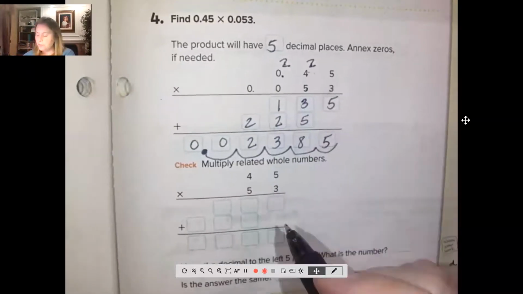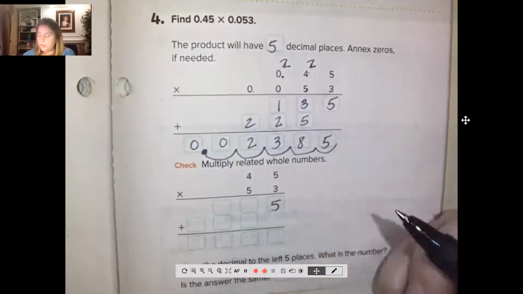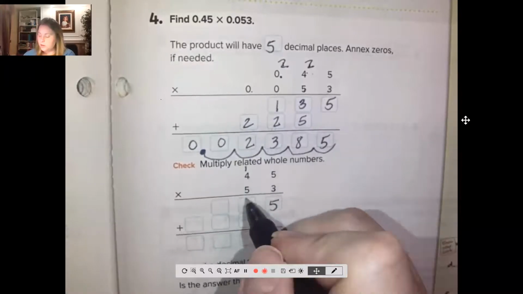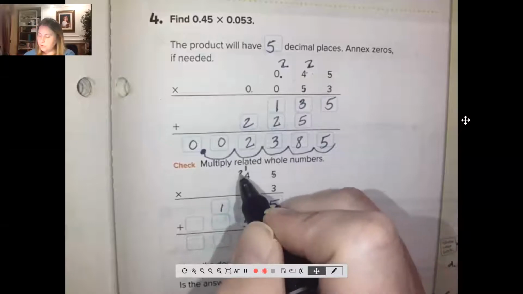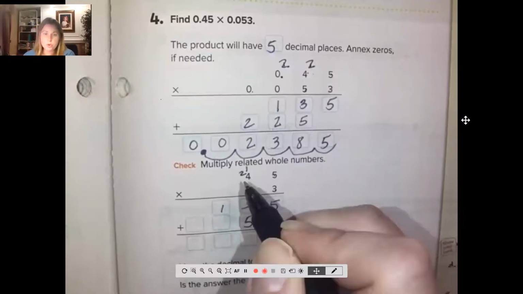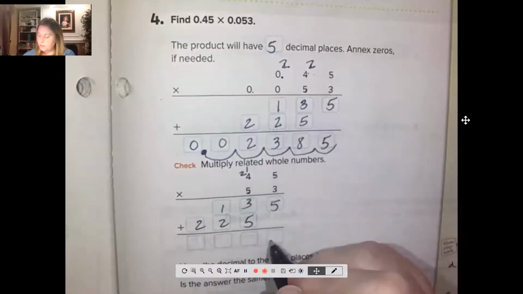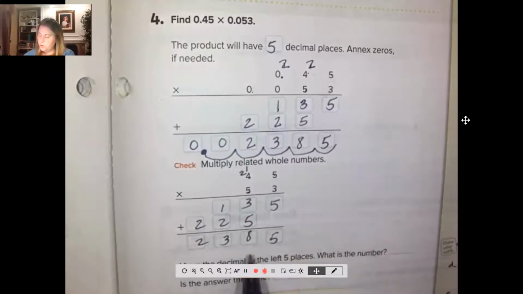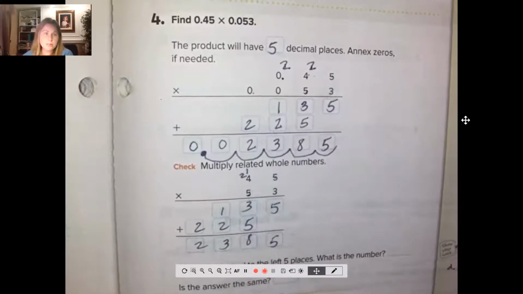All right, so then we're just checking with whole numbers. 3 times 5 is 15, write the 5, carry the 1. 3 times 4 is 12, plus the 1 we carried is 13. 5 times 5 is 25, write the 5, carry the 2. 5 times 4 is 20, plus the 2 we carried is 22. Then we add 5, 8, 3, 2. Excuse me, 2, 3, 8, 5, 2385. So we're just checking the multiplication.